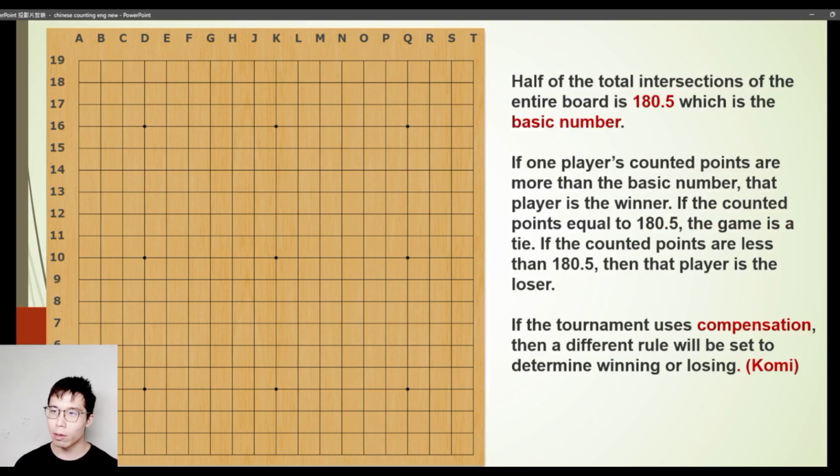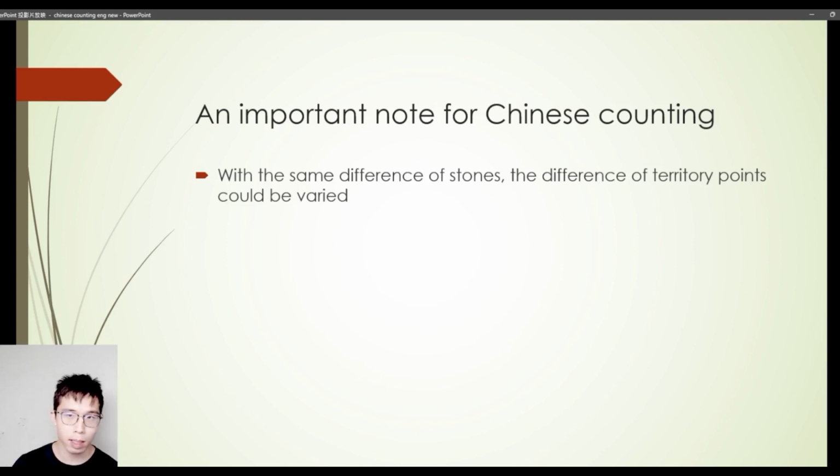And then the way to calculate it is that we need to have a basic number. The basic number is half of the total intersections of the entire board. And if the tournament uses compensation, that means komi, then we add the komi to the basic number. That's how we do Chinese counting. There is an important note for Chinese counting: with the same difference of stones, the difference of territory points could vary.